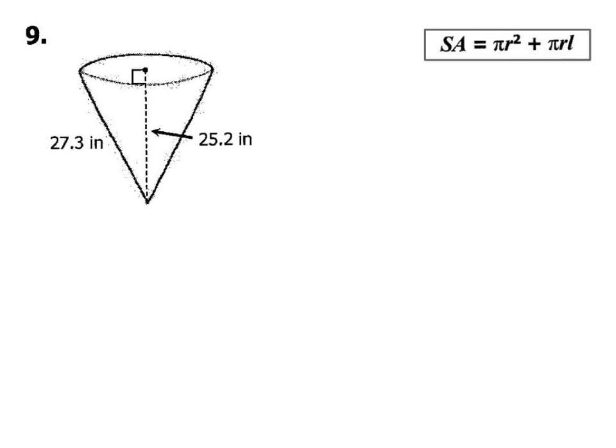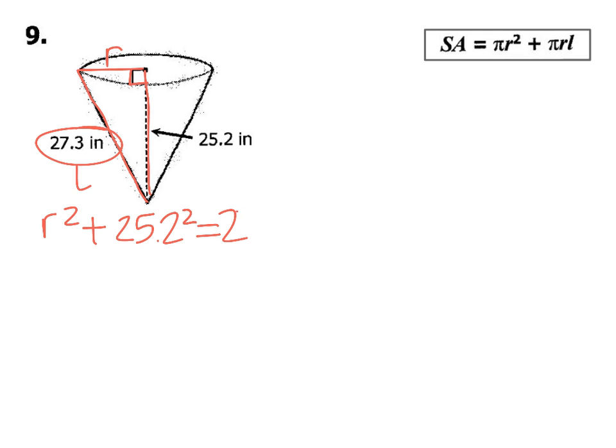All right, number 9 is one of those problems that I was telling you about before where we're going to need to use the Pythagorean theorem to either find our slant height or our radius. So here we're given our slant height, all right, that's 27.3, and we're given the height of our cone, but we don't know the radius. So what we can do is look at it as a right triangle, solve for our radius here. So we would say r squared plus 25.2 squared equals 27.3 squared. 25.2 squared is going to give us 635.04.